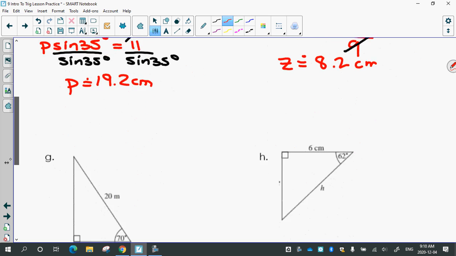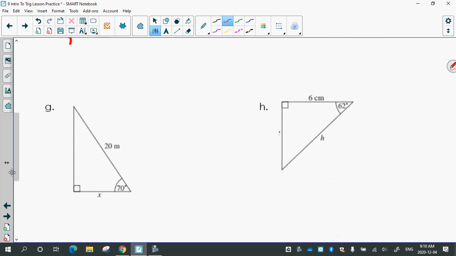Okay, try the next two. Hopefully everyone's starting to feel pretty confident that they can figure out what side to cross off, they can name the sides, they can figure out what formula to use, and that it doesn't matter whether the variable's on the top or the bottom, they can find it. Okay.